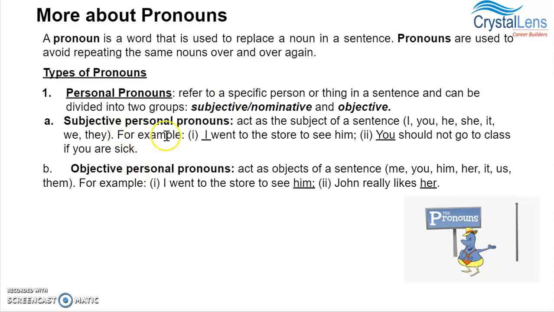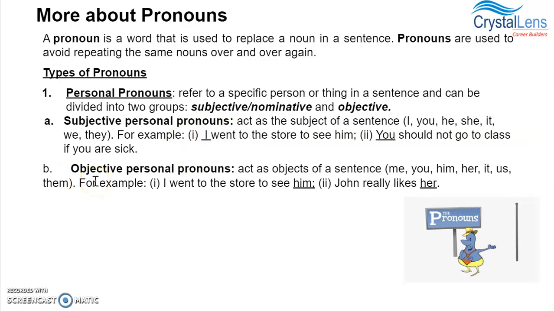Subjective personal pronouns are used as the subject of a sentence. When I say subject, what I'm referring to is the person or thing that is carrying out the action in a sentence. So examples of subjective pronouns are like I, you, etc. Take a look at this example. You should not go to class if you are sick. Or I went to the store to see him. Now, in this case, I am the one carrying out the action of going to the store. And so I here is the subject pronoun.